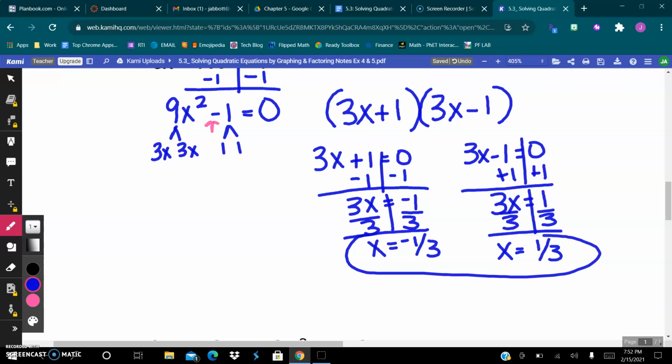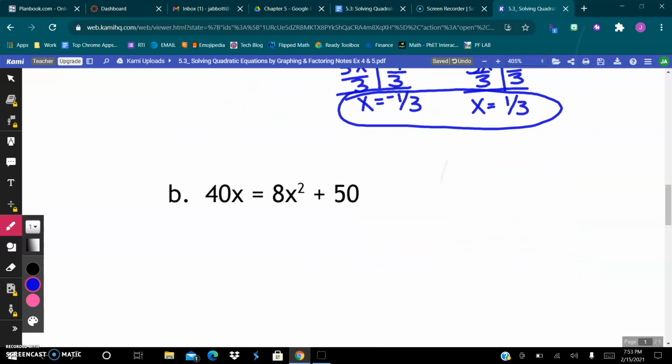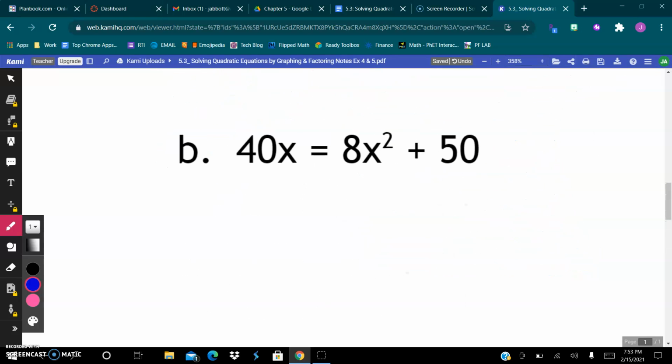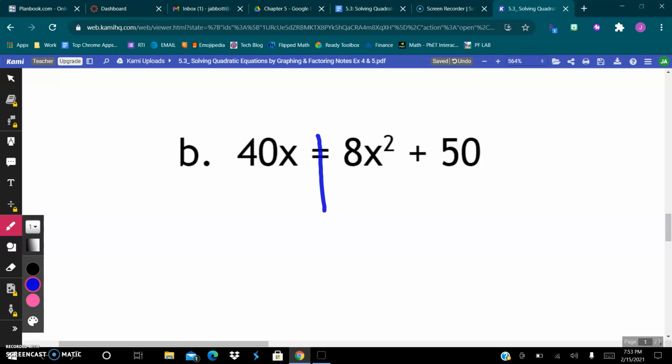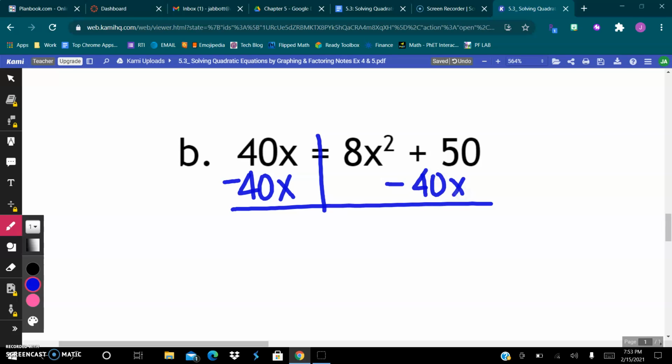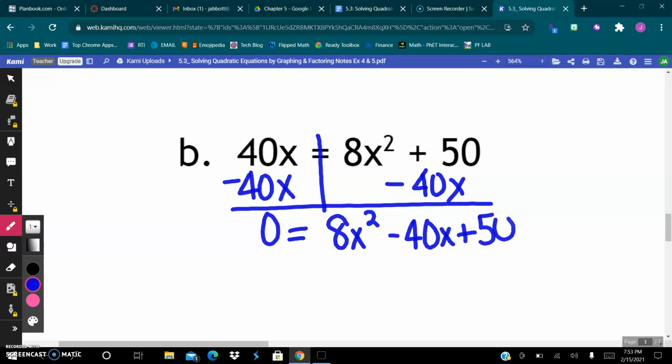So my zeros of this quadratic function are negative 1/3 and positive 1/3. And then this one, if I want it to equal 0, I have to minus this 40x. So that would be 0. I'm going to write these in order. I have an 8x squared, then our negative 40x, and then a positive 50.